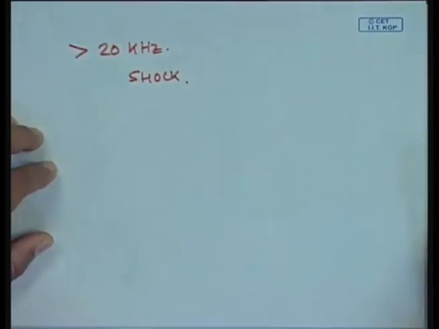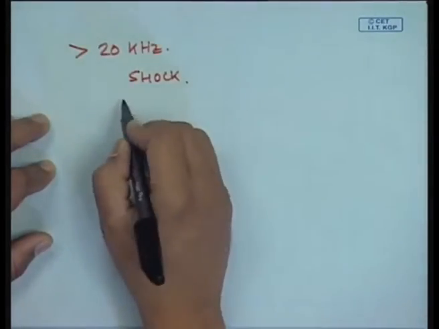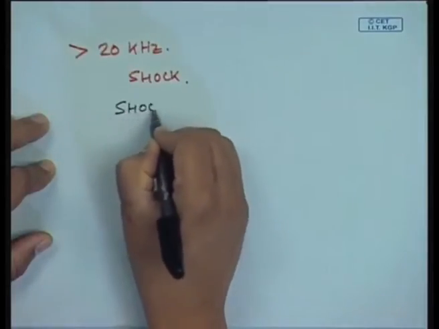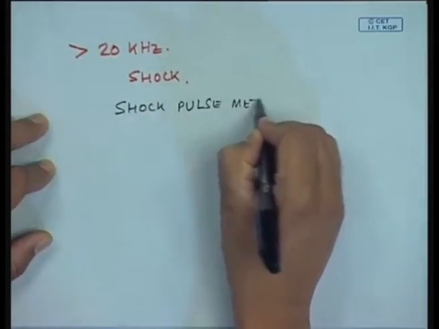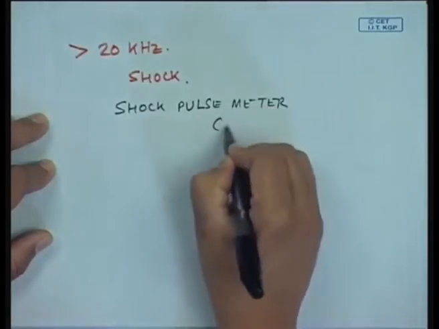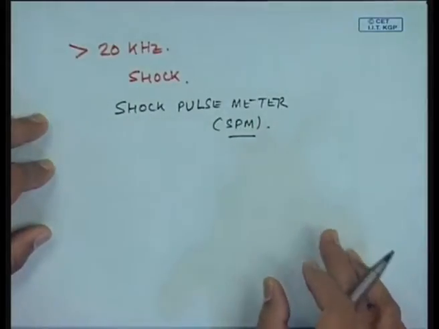So, traditionally or conventionally there are many products. One such is the shock pulse meter or SPM. This essentially means to measure the bearing's response at frequencies beyond 20 kilohertz to check whether the bearing's resonance has been excited or not. Well, who is exciting the bearing's resonance?